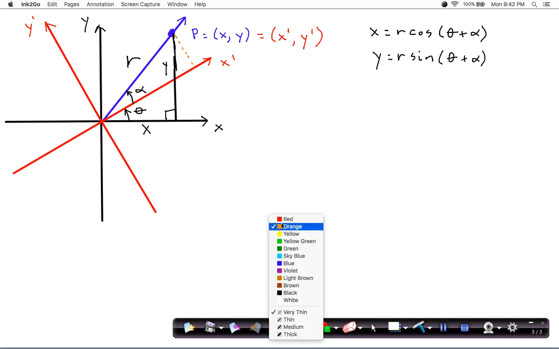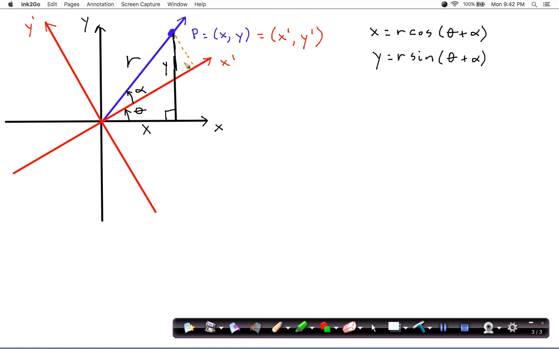Okay, but it's actually perpendicular to the x prime axis. And we're going to come up with similar measurements over here for x prime and y prime. So right here is x prime. Let me label this length over here x prime. And this length right over here is y prime.